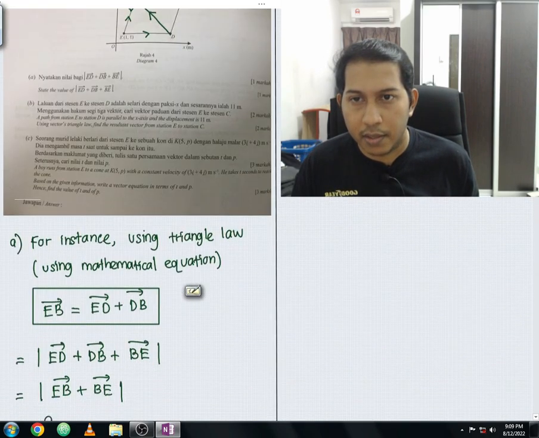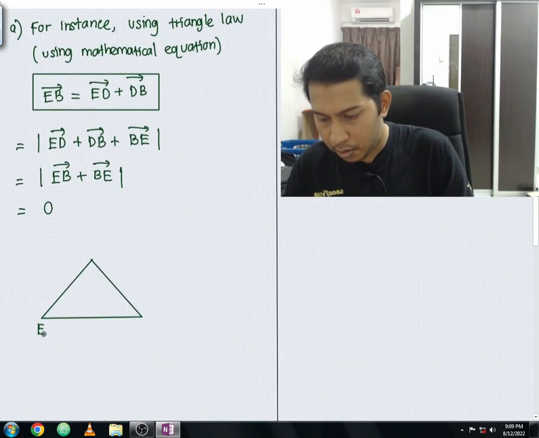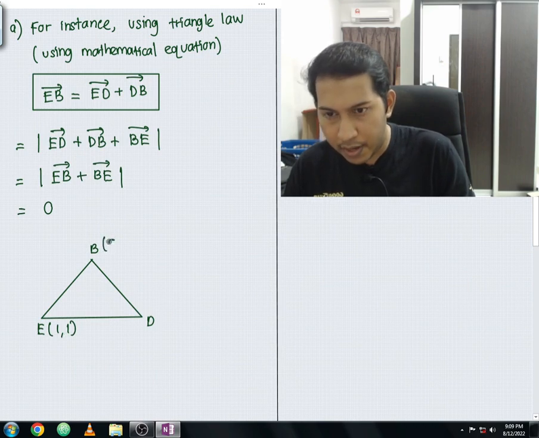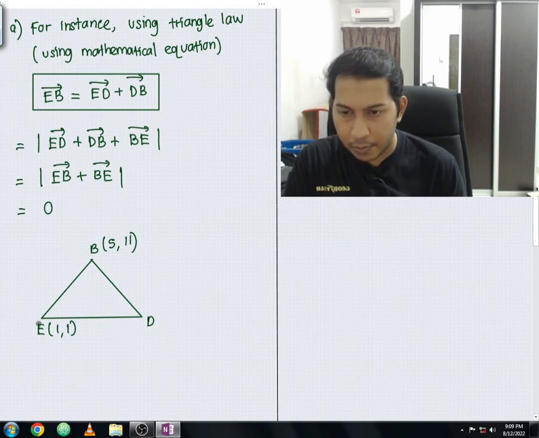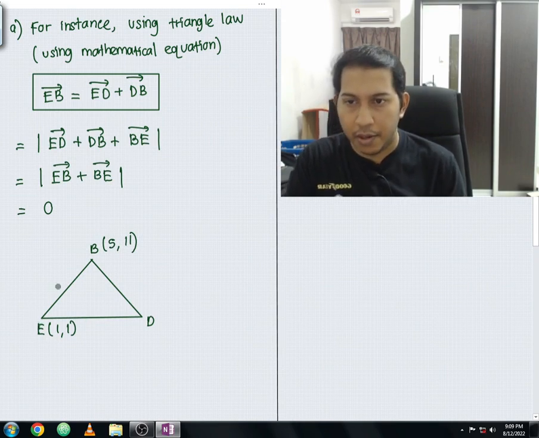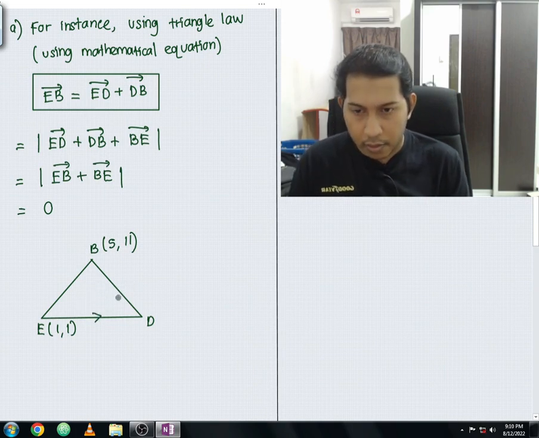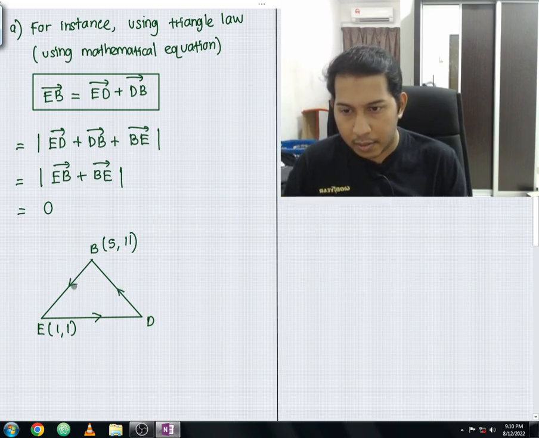So EDB, EDB. Okay, you have here E with the coordinate 1, 1, B with the coordinate 5, 11. So technically we want vector ED plus vector DB plus vector BE. It's going back to the original place.